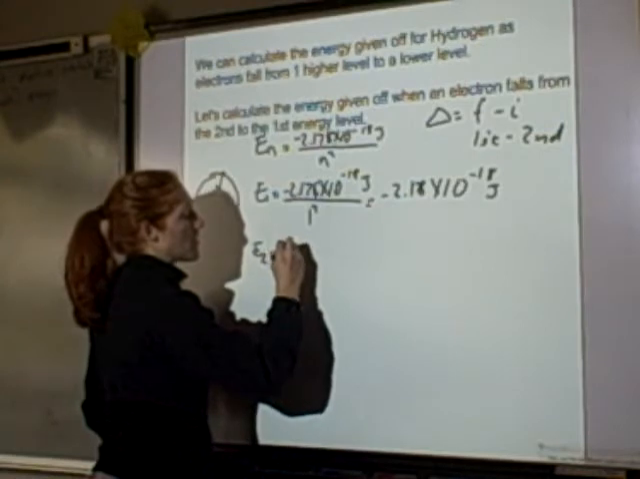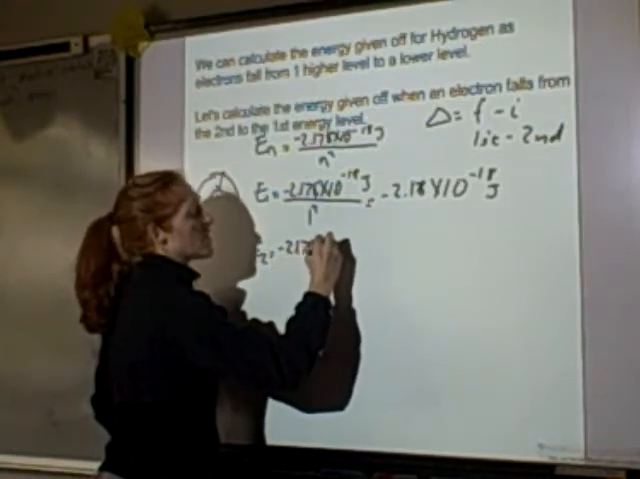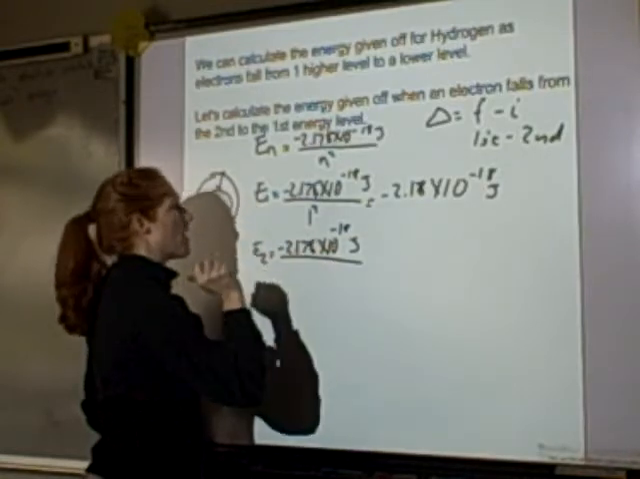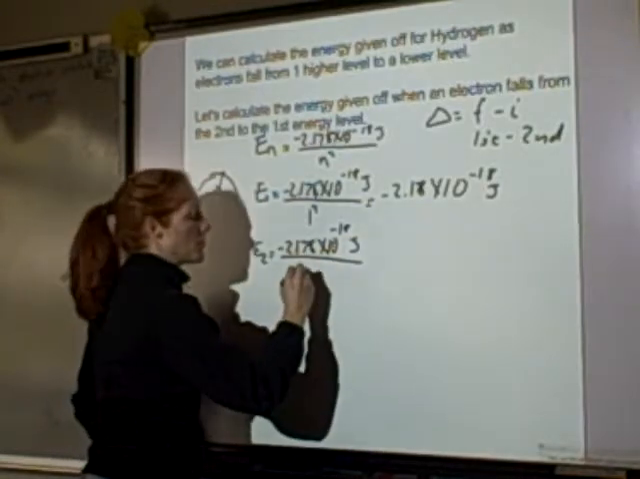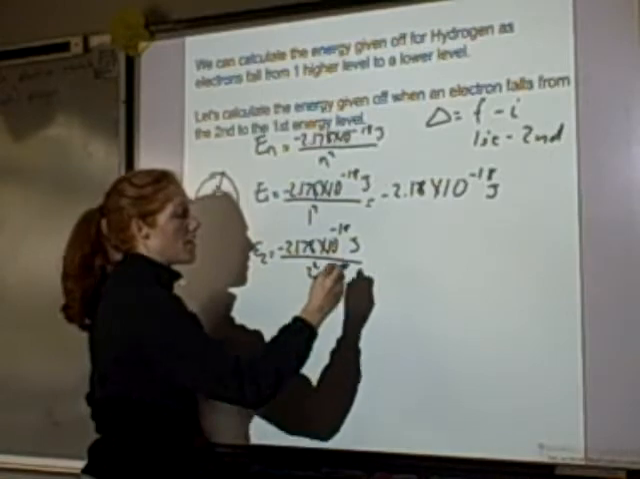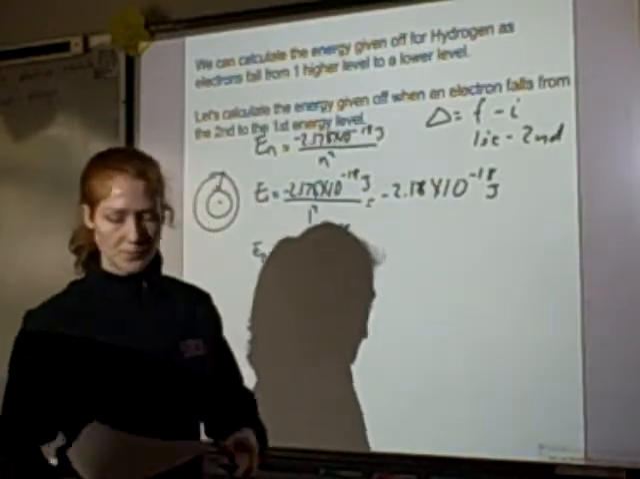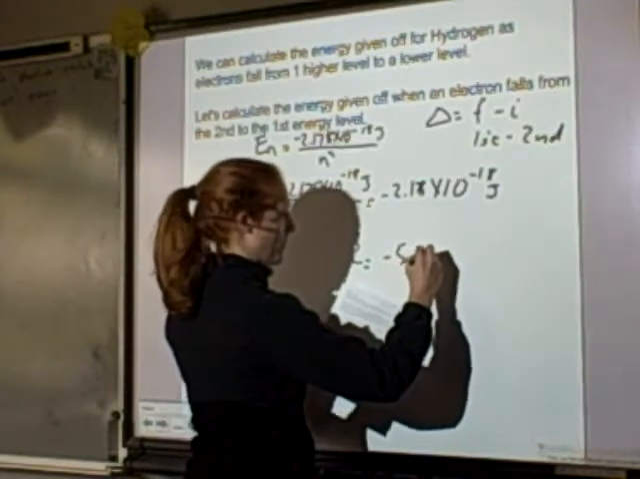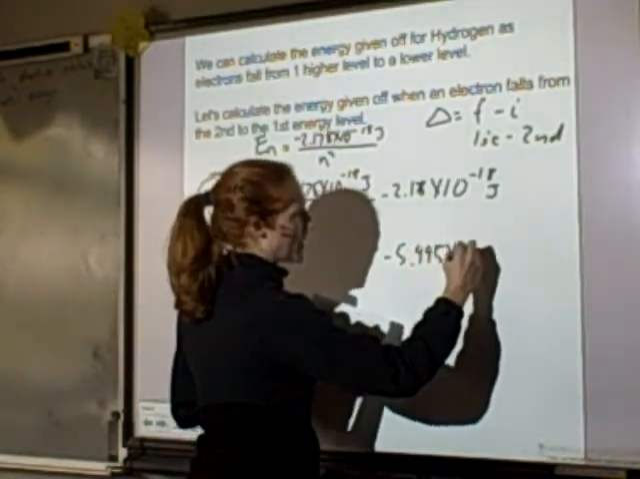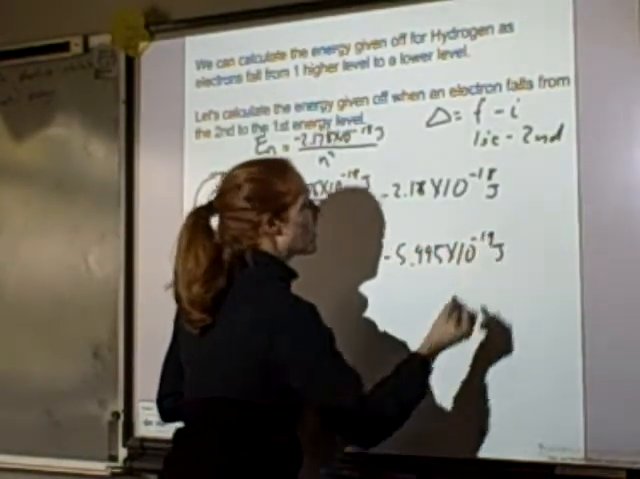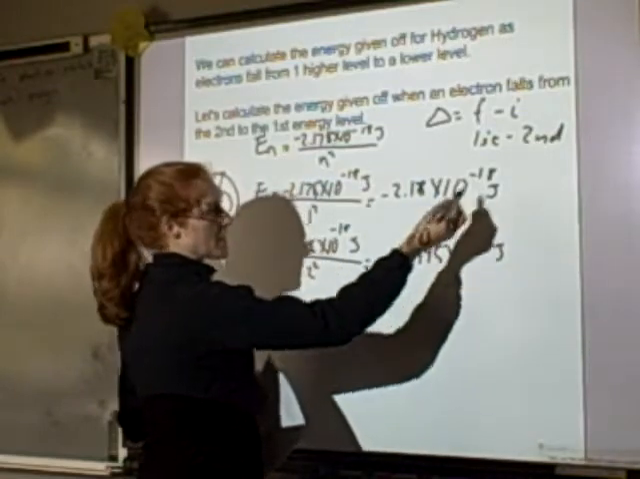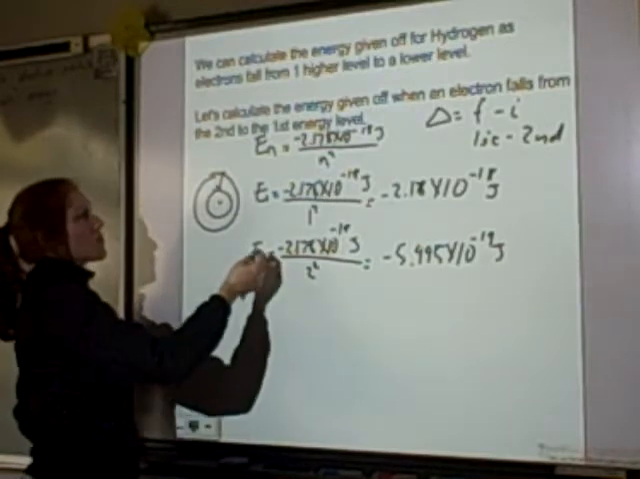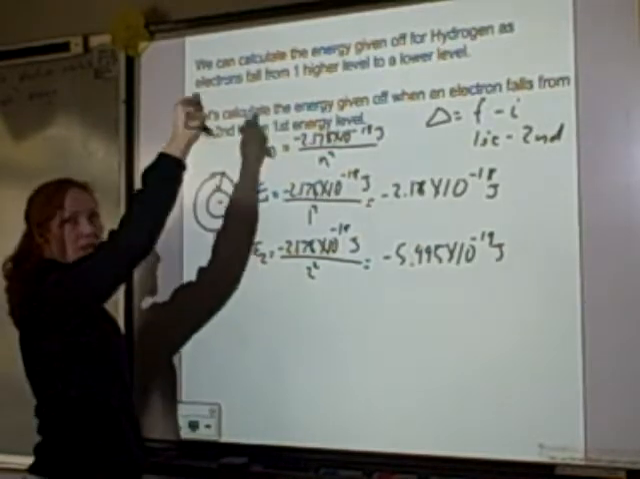That's going to be negative 2.178 times 10 to the negative 18th joules divided by n squared. In this case, it's 2, so 2 squared. And that one ends up as a negative 5.445 times 10 to the negative 19th joules. So it's a smaller amount, to the negative 19th instead of the negative 18th. And that makes sense, because now it's the amount of energy required to remove an electron from the second shell.